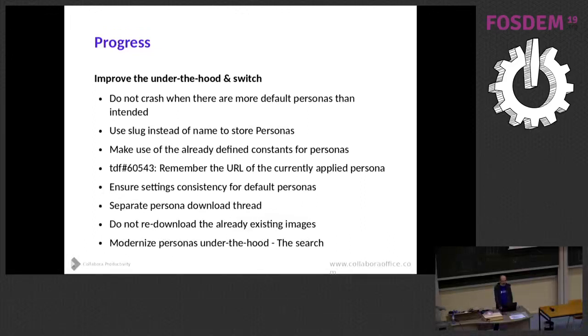Then some patches to ensure consistency and a separate download thread so it doesn't block the UI while downloading. Then ensure that we don't re-download each image and content every time. And a relatively bigger patch to modernize the under-the-hood search part, to switch to the new API and use JSON and the new structure we have been preparing.